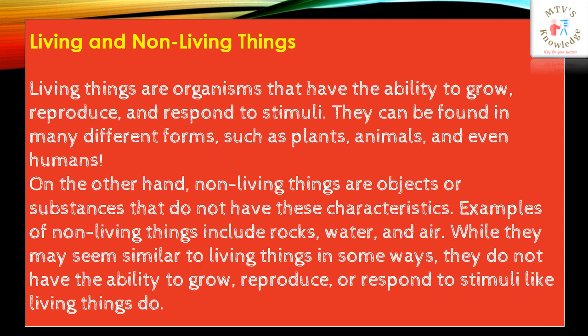Living and non-living things. Living things are organisms that have the ability to grow, reproduce, and respond to stimuli. They can be found in many different forms, such as plants, animals, and even humans. On the other hand, non-living things are objects or substances that do not have these characteristics. Examples of non-living things include rocks, water, and air.